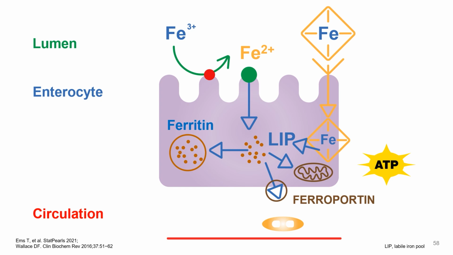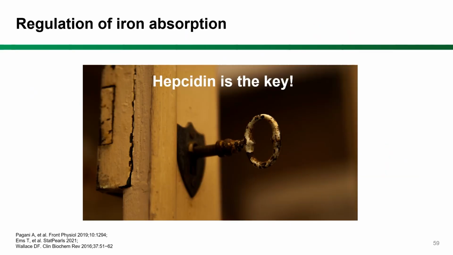On this side, you can see iron in the heme form, which is taken up by a completely different mechanism, and the iron in heme is also released into this labile iron pool, and from there it is taken up through ferroportin. Now, what is the key that is responsible for locking this iron door called ferroportin?